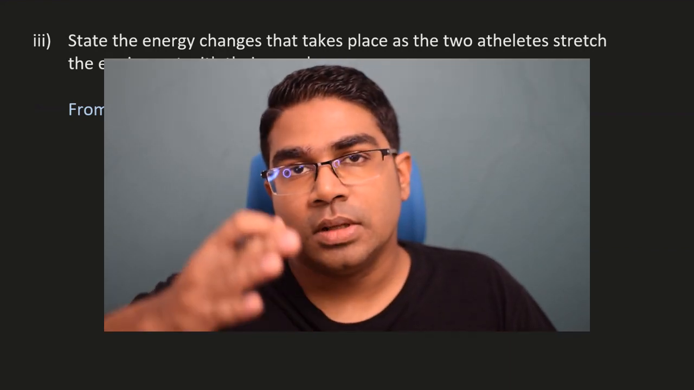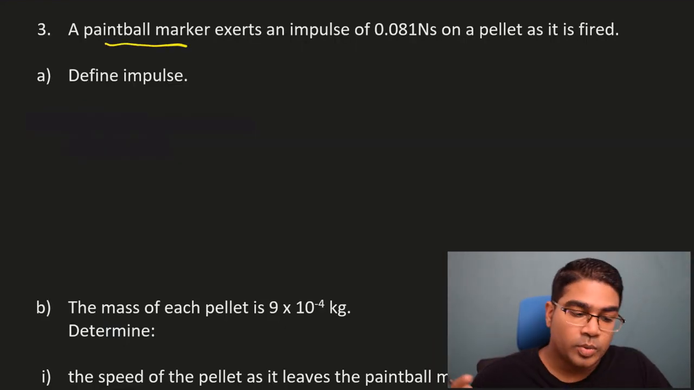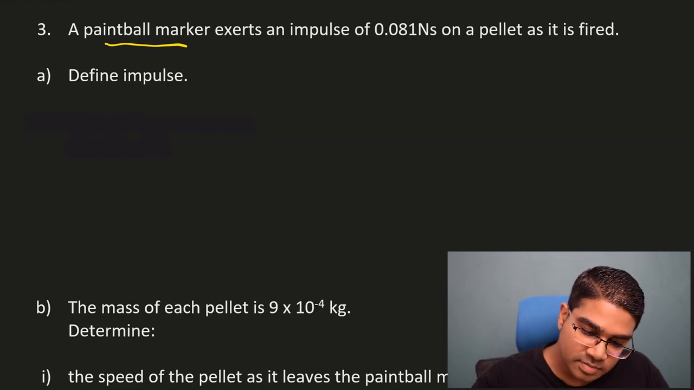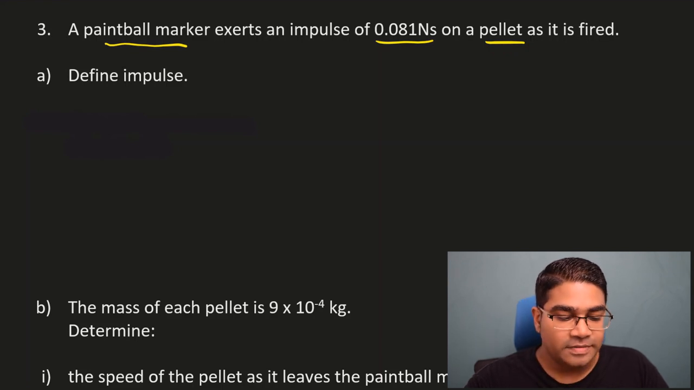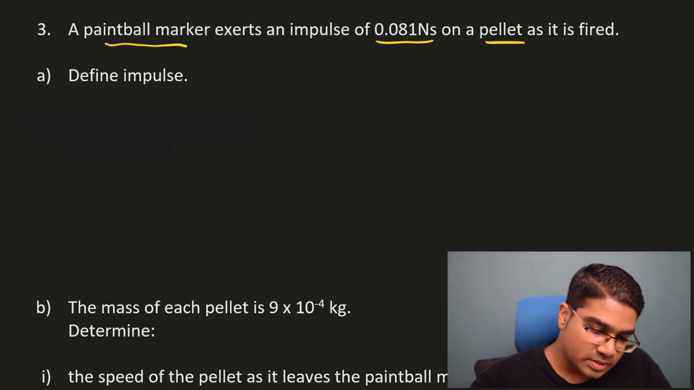Now let's look at a question on impulse. A paintball marker, this is the equipment we use when you're playing paintball. A paintball marker exerts an impulse of this much on a pellet as it is fired. Define impulse. So what is impulse? Now in physics, definition is very easy. All you have to do is look at the formula. So what is the formula for impulse?